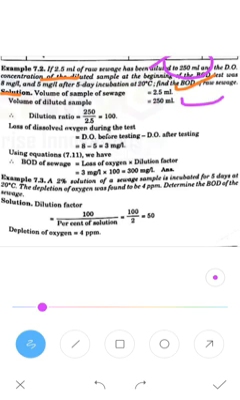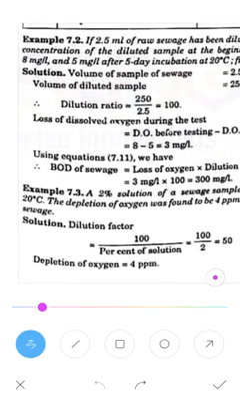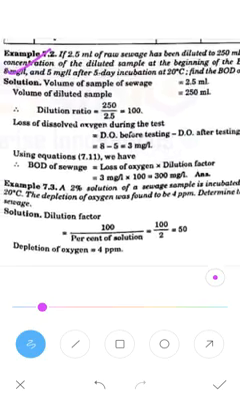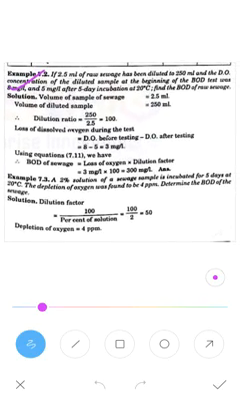Next, we have to determine the loss of the dissolved oxygen during the test. So, the dissolved oxygen before the testing and the dissolved oxygen after the testing. If you take the difference, you will come to know what is lost. Now, the dissolved oxygen before the testing is 8 mg per liter, as they have given at the beginning. At the beginning they said the diluted sample was 8 mg per liter.